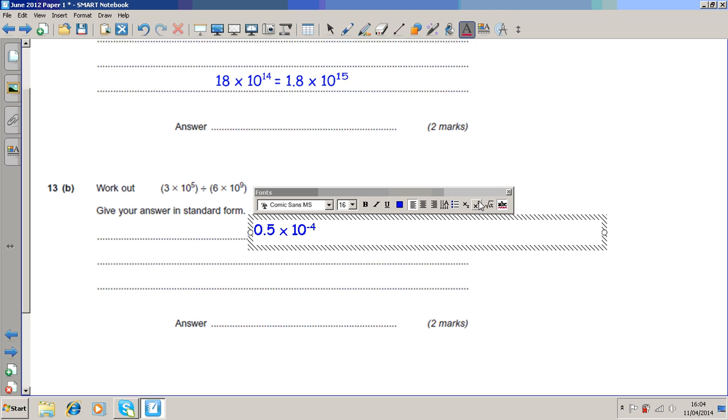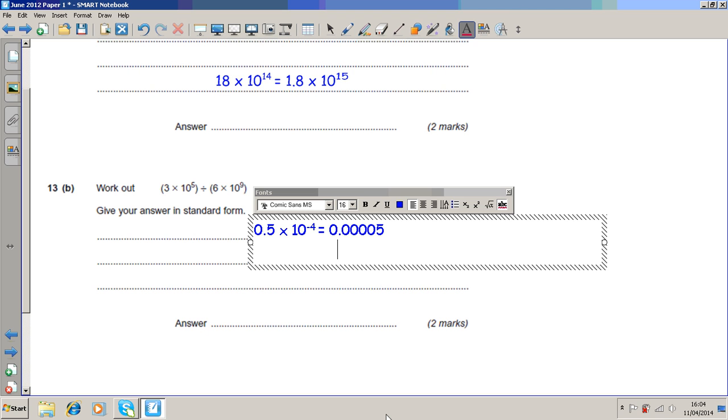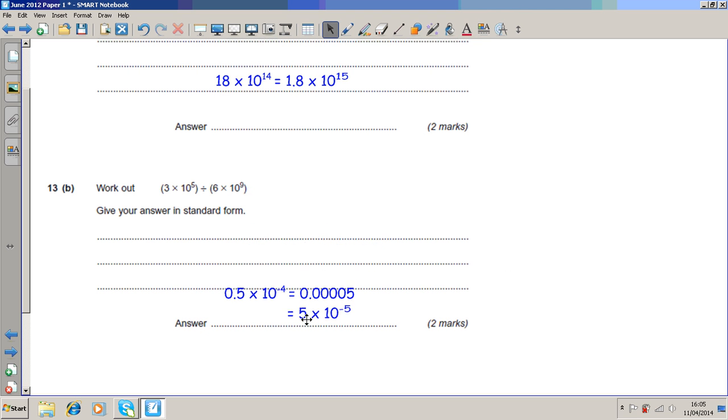Now again, I need to make that first number between 1 and 10. I'm going to write this out. So 0.5 was there, multiplied by 10 once, 2, 3, 4, so that is equal to that. So now in standard form, that's going to be 5 times 10 to the power of, 1, 2, 3, 4, 5, 10 to the minus 5.